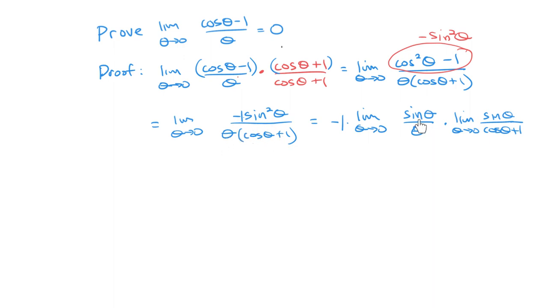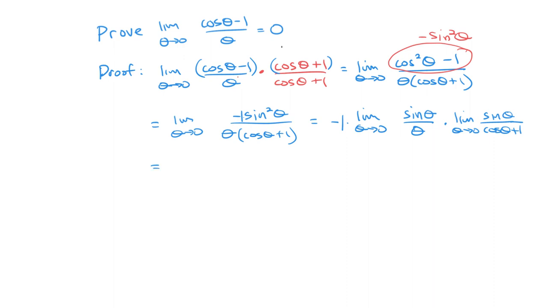Because really, if you think about it, we could multiply these together. Sine times sine is sine squared, and then this times that would get us back here. So if we split up like this, we've already just shown what this is, right? The limit as theta approaches 0 of sine of theta over theta is equal to 1. So we have negative 1 times 1, and then we can plug this in. So let's just figure out what that one is.